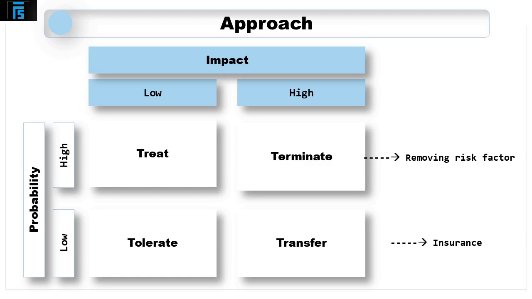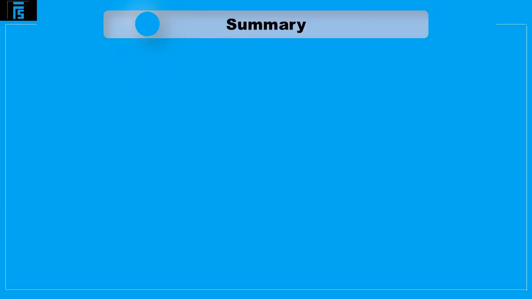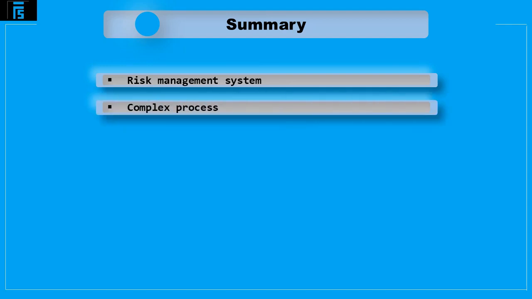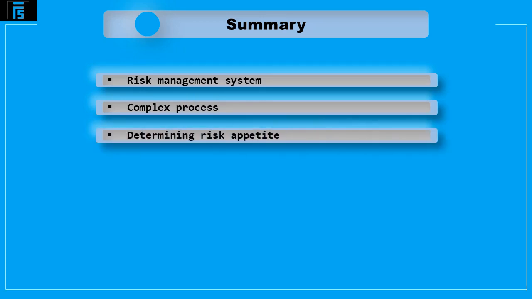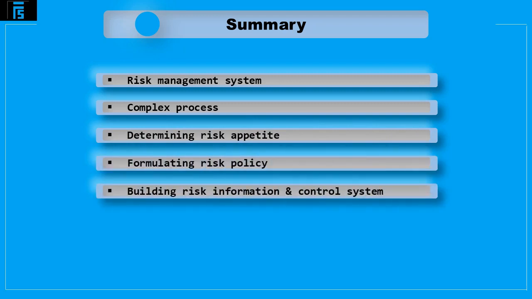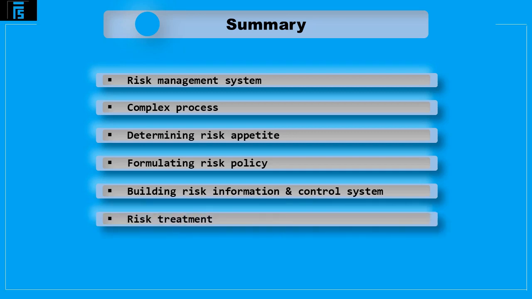As you can see, a risk management system in a company is a complex structure encompassing a long process starting with the determination of the company's risk appetite, moving on to the formulation of a risk policy and the building of risk information and control systems, and ending with decisions regarding the treatment of identified risk factors.